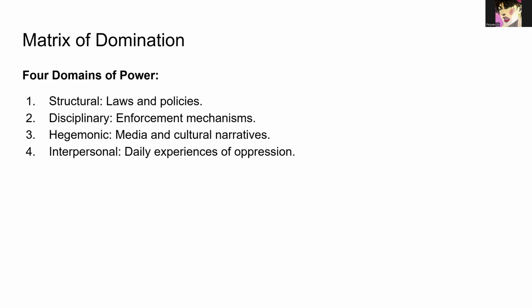And to understand these inequities, Patricia introduced the matrix of domination. It shows us that power operates in four key ways. First is structural, through laws and policies, and those are really concrete. Second is disciplinary, through enforcement. Third is hegemonic, through culture and media. And the last one is interpersonal, through our daily experiences. And these domains intersect to uphold systematic bias.